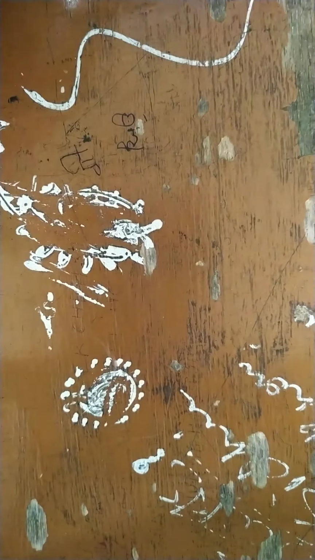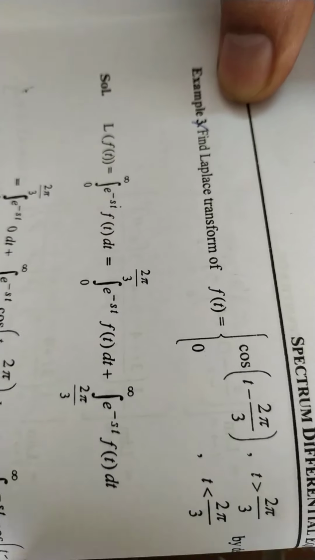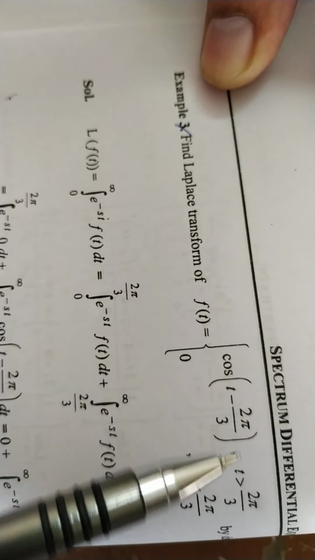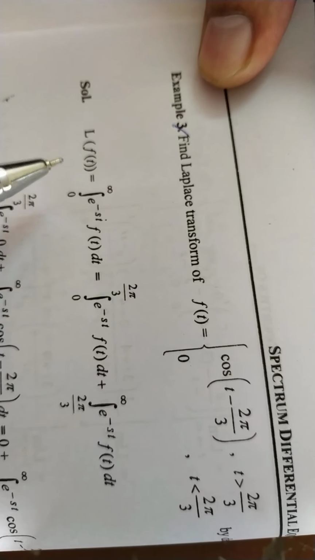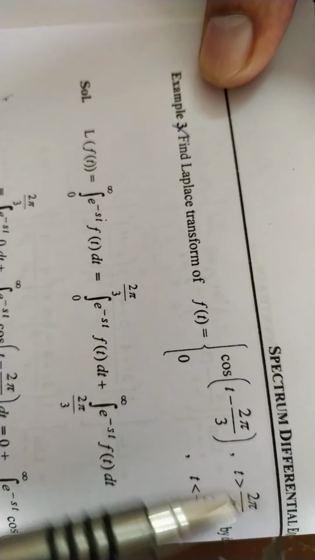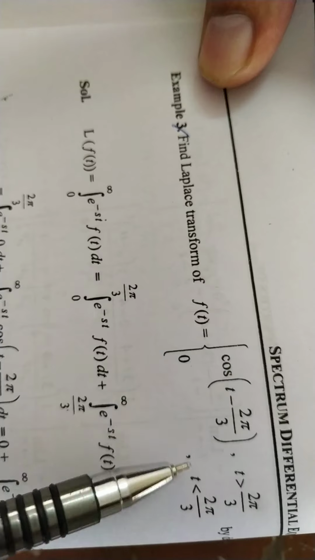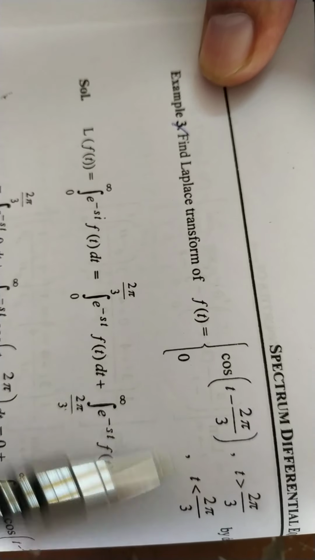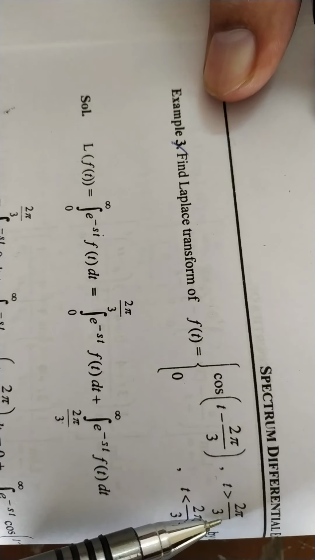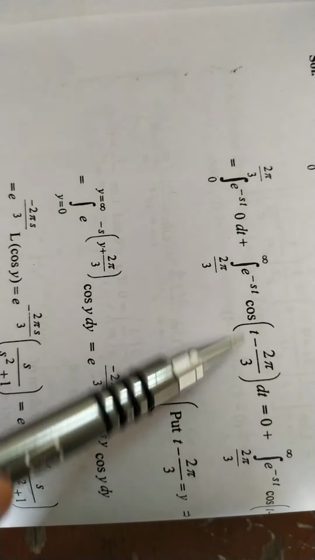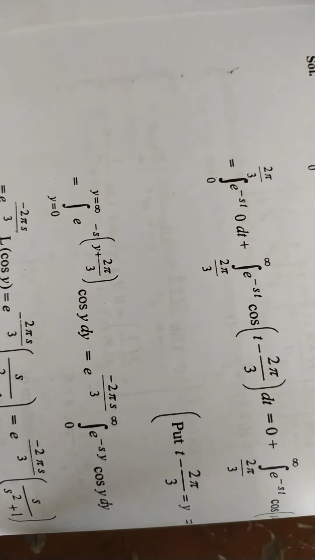One more question, students. Look at the problem. Find the Laplace transform of the function cos(t minus 2 pi by 3) for t greater than 2 pi by 3, and 0 otherwise. Using the definition, this is the formula. Break the function at 2 pi by 3: 0 to 2 pi by 3, and 2 pi by 3 to infinity. When t is less than 2 pi by 3, this part becomes 0, so the first integral is 0. When t is greater, this is the function f(t). Now you have to evaluate this. So how to evaluate this?